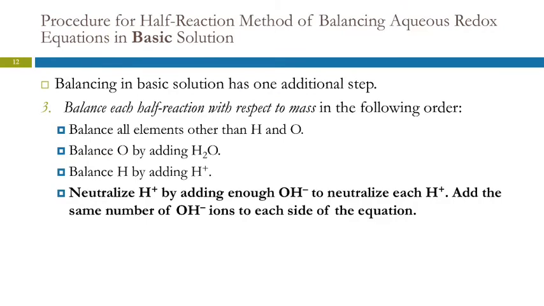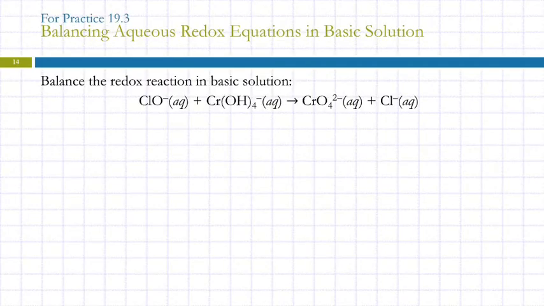What if we have a basic solution? If we're balancing in basic solution, we do the same thing as for the acidic solution, but we add a step. Not at the very end, but we add a step after balancing by mass. After you've balanced everything, then we've got a basic solution. So for any of those hydrogen ions, we're going to add an equal number of hydroxide ions to both sides of that equation.